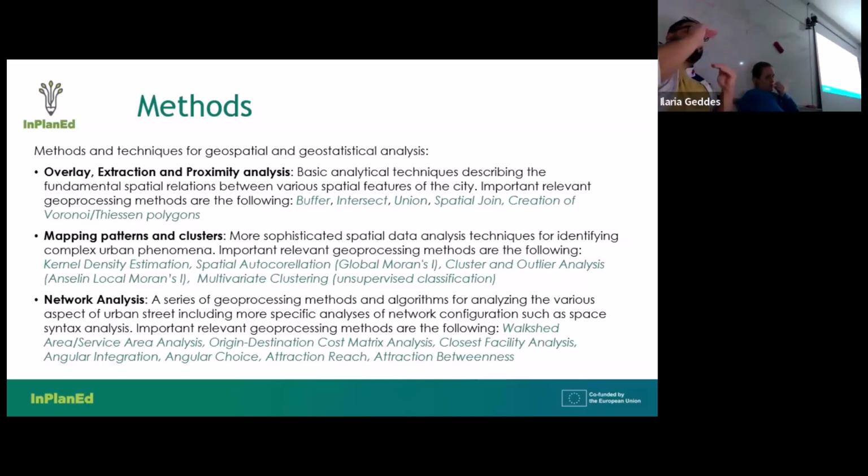Then if we try to go a bit into more advanced things, to map patterns and clusters, you can use kernel density estimation, spatial correlation, stuff like that. I know that you may not know all of them, but I'm putting them there just for you to search about if you wish. And also network analysis, which apart from space net, which in its core is space index analysis, also refers to other metrics, either if you're talking about voxel area or destination cost matrix and stuff like that.